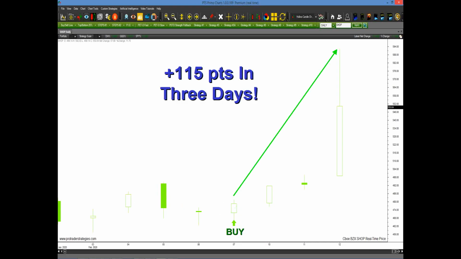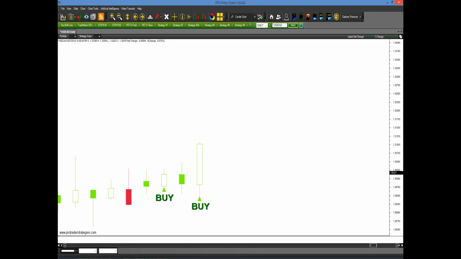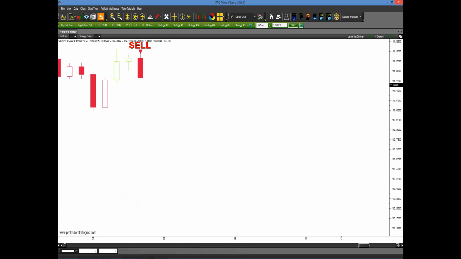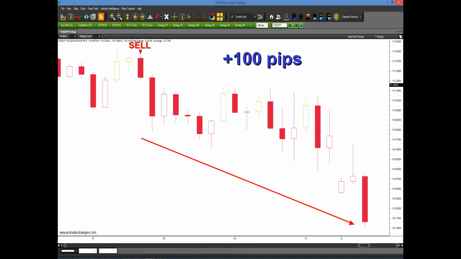Now, we know not everyone just trades stocks, so guess what? You can scan other markets. Here's a scan of the Canadian dollar. An older chart, this Canadian dollar had 2 strategy number 5 buy signals, went up 350 pips. You could have scanned for a 4-hour chart of the dollar yen. A sell signal was generated, 100 pips, okay? This was on a 4-hour chart.